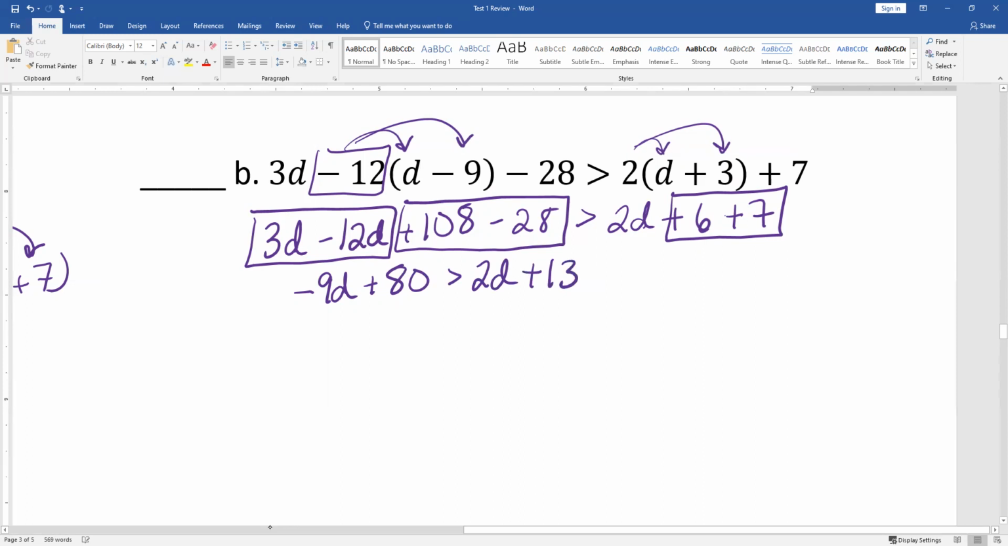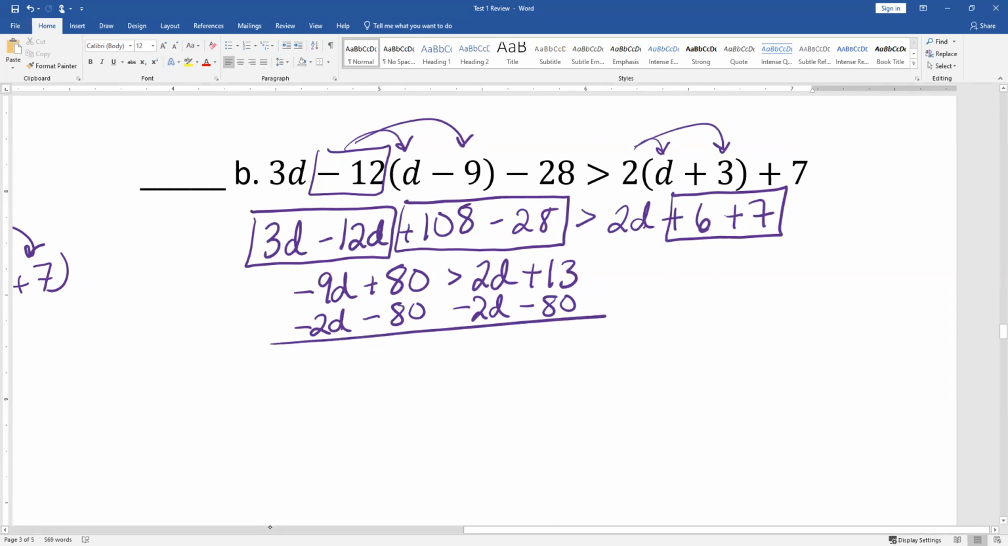And now we just combine like terms. Because this is an inequality, I'm gonna go ahead and keep my variable on the left, even though I'm gonna have to divide by negatives. I'm gonna subtract 80 from both sides.